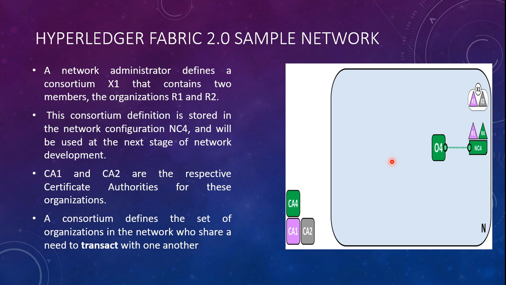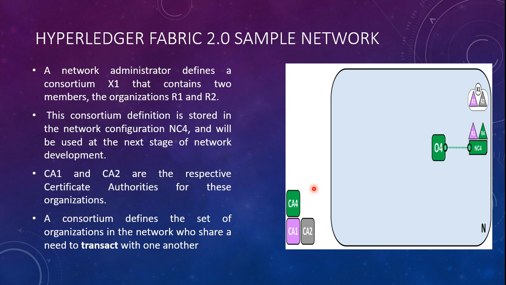Now in the next step, the network administrator defines a consortium X1 that contains two members, the organization R1 and R2. This consortium definition is stored in the network configuration NC4, and it will be used as the next stage of network development. So CA1 and CA2 are the respective certificate authorities for these organizations. CA1 was already there for R1. Now CA2 has been defined as the certificate authority for organization R2.